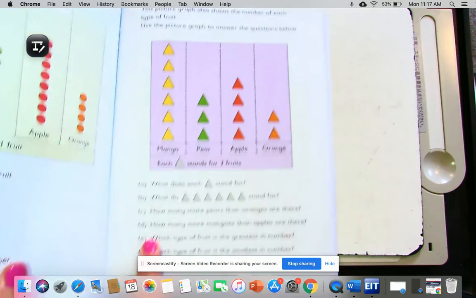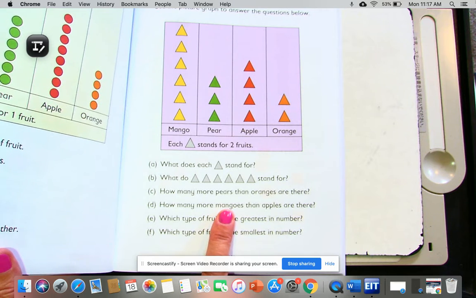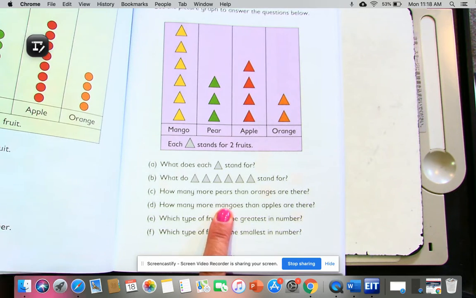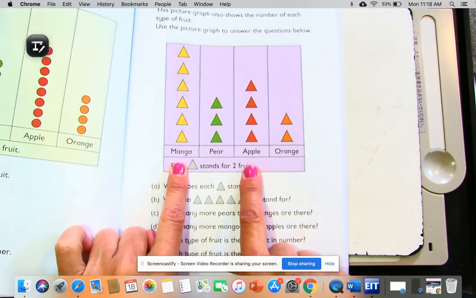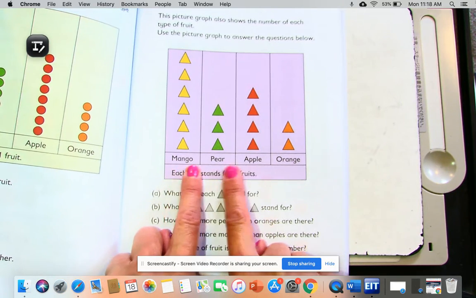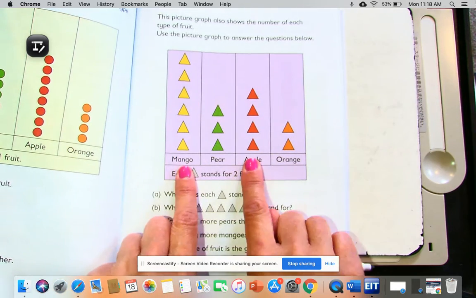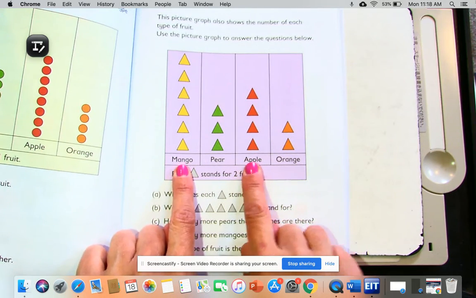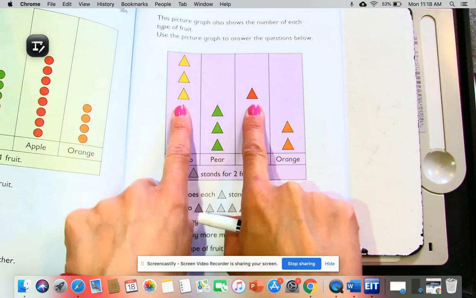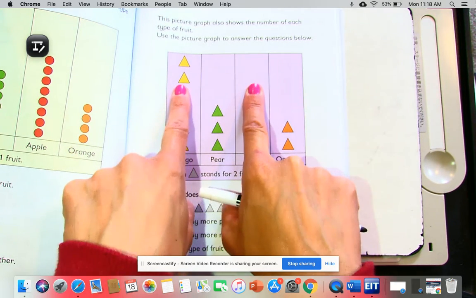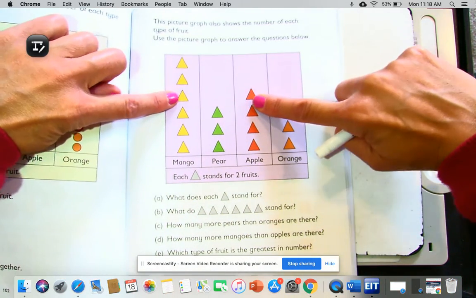Okay. Next question. How many more mangoes than apples are there? So now we're going to compare mangoes with apples. We can use that same strategy of comparing how tall these are. So we could say mangoes. Well, there's 2 mangoes, 2 apples, 4, 6, 8. Okay, so there's 8 apples, and this is 8 mangoes.